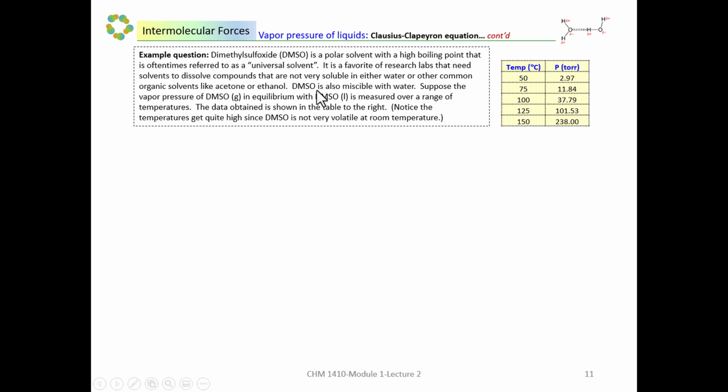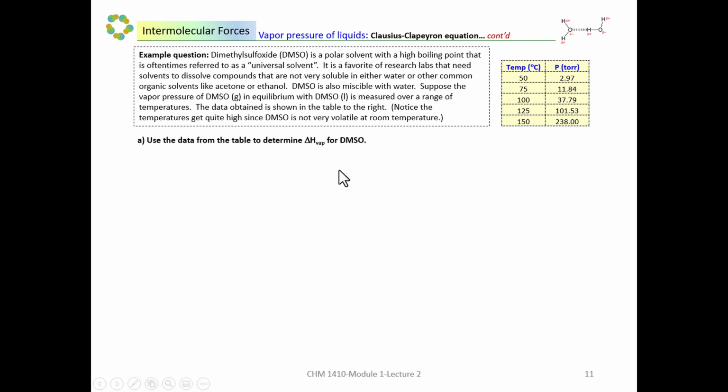DMSO is also miscible, or soluble, in water. Now suppose the vapor pressure of DMSO vapor in equilibrium with the liquid is measured over a range of temperatures. We have some data to the right. Notice the temperature gets quite high since DMSO is not very volatile at room temperature. So at even 150 degrees C, the vapor pressure is only 238 torr.